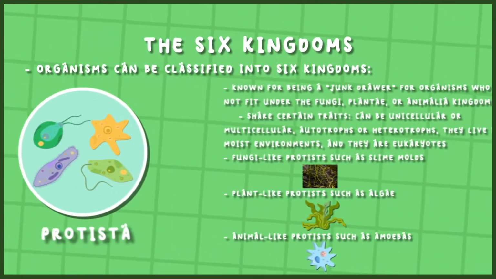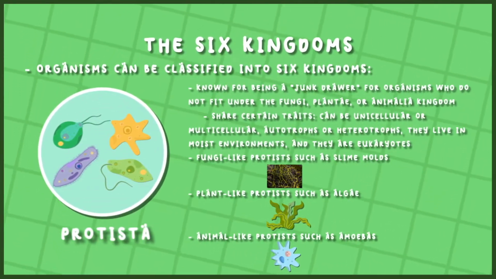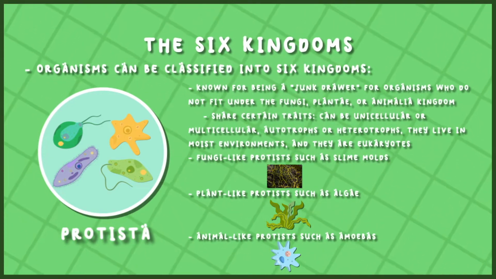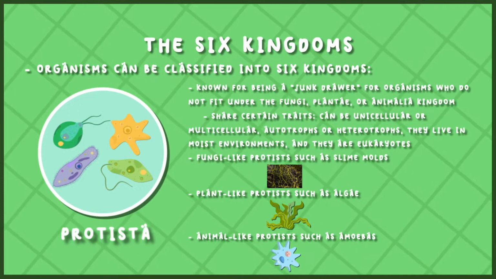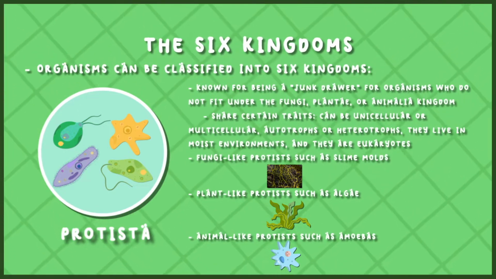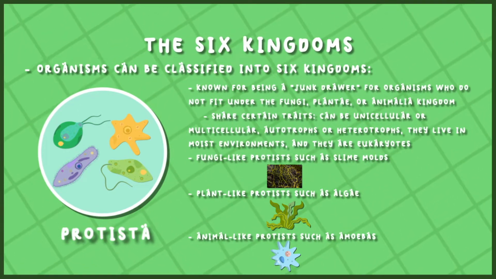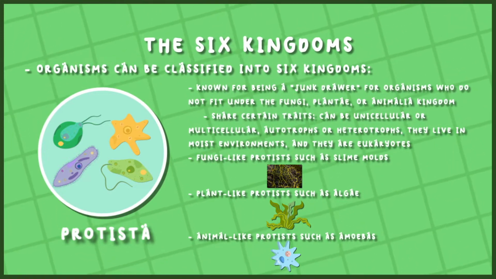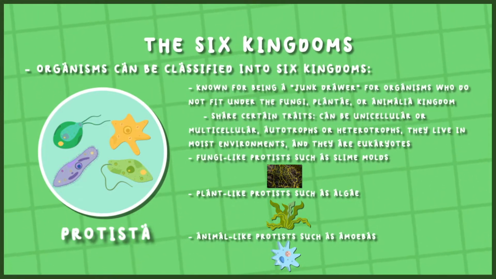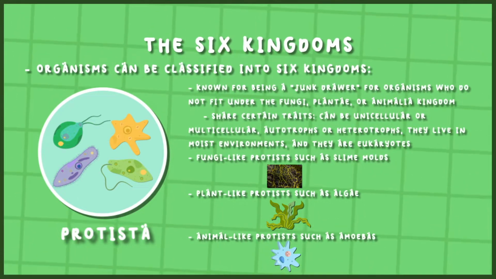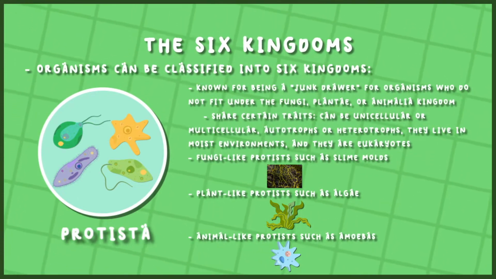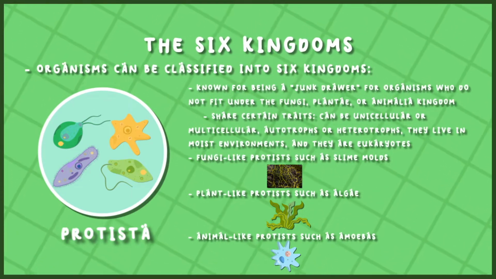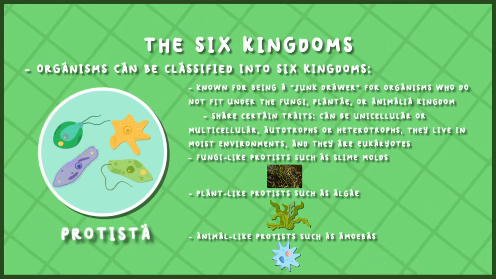Lastly, we have our most difficult to classify kingdom, Protista. This kingdom is one of the most interesting because it is known for being a junk drawer for organisms who do not fit under the fungi, Plantae, or Animalia kingdom, but they share certain traits of them, meaning they can be unicellular or multicellular, autotrophs or heterotrophs, they live in moist environments, and they are eukaryotes. There can be fungi-like protists such as slime molds, plant-like protists such as algae, and animal-like protists such as amoebas.